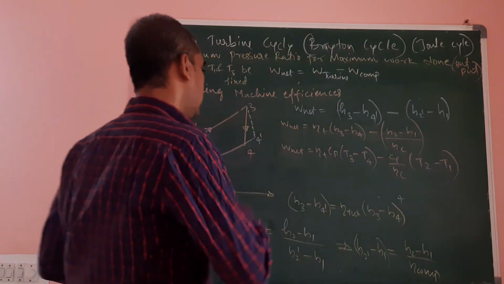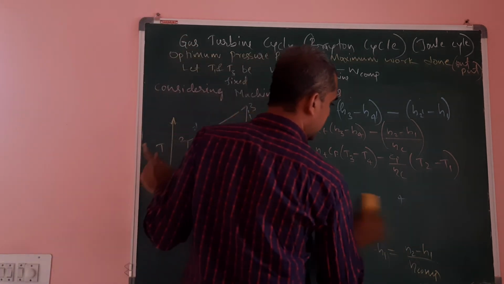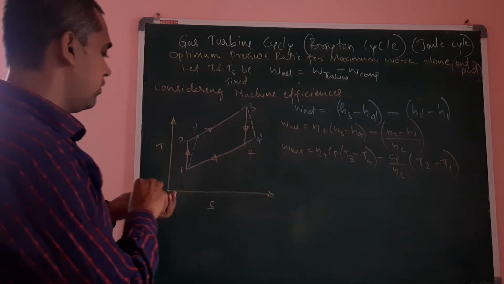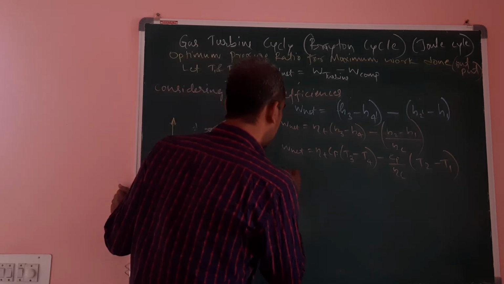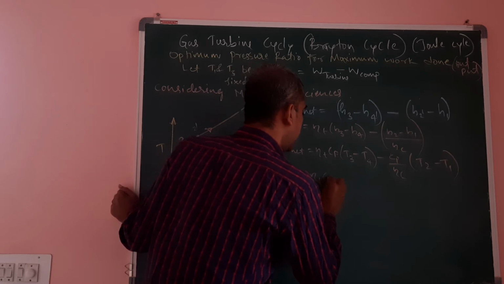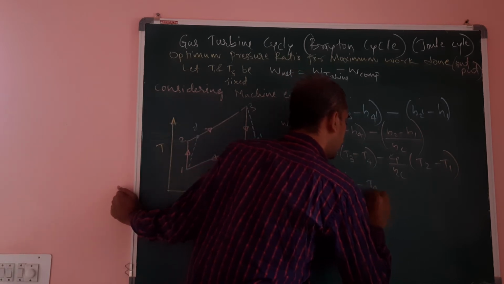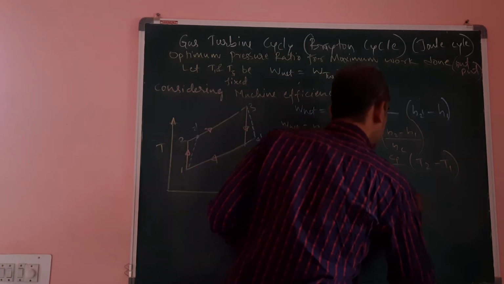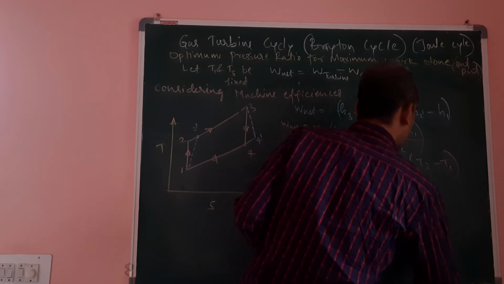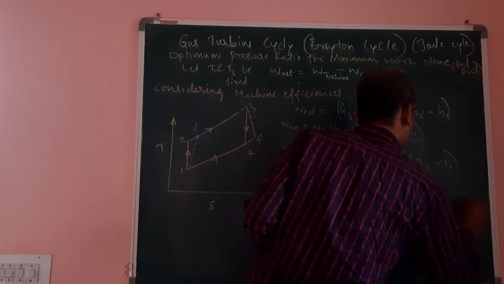T2 minus T1. Now I can express this in terms of pressure ratio. How to do it? If I take what we have done for the previous one, we can take W net is equal to eta of T into Cp into T3, I will take common 1 minus T4 by T3, minus of Cp divided by eta of C into T2 by T1, I will take T1 common here, T2 by T1 minus 1.